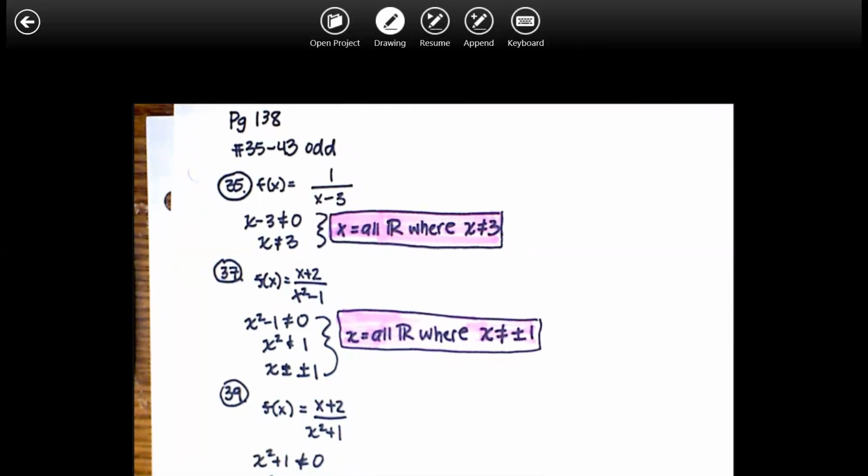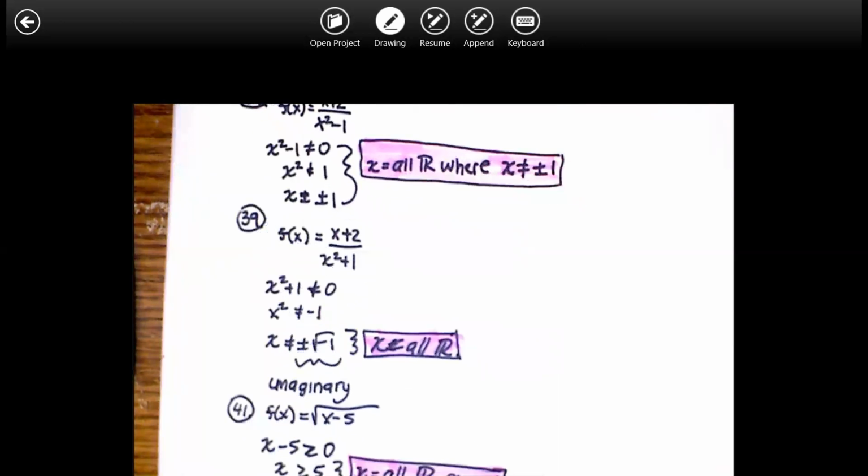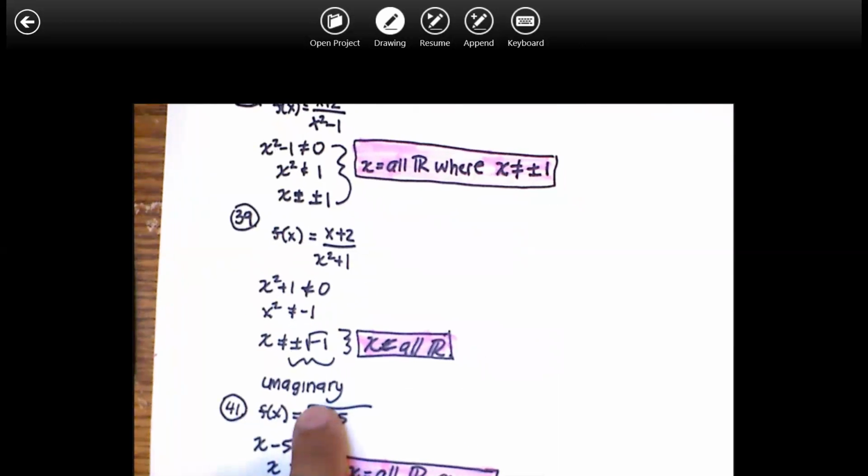Number 39 is kind of a funny one. In this case, it's imaginary, right? Can we ever plug in a square root of negative 1?